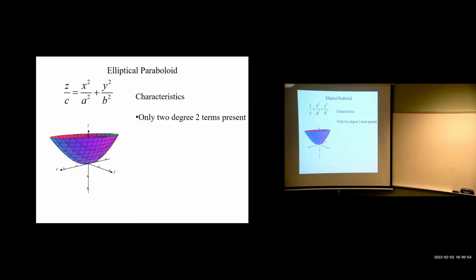An elliptical paraboloid, notice z is no longer squared. So what that creates is the paraboloid that we saw earlier, and it's elliptical if the a's and b's and c's are not in ratio with each other. So this is going to happen if you have 2 degree 2 terms and one non-degree 2 term.